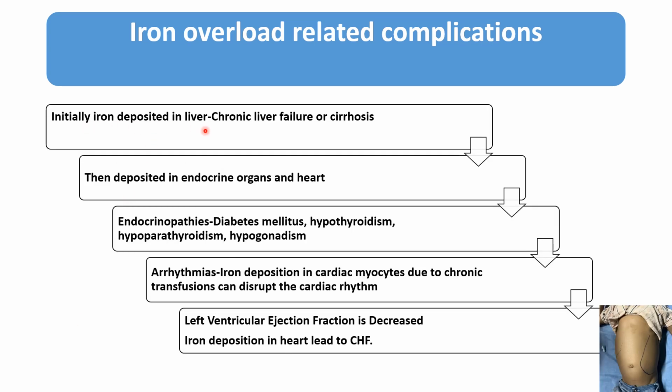So initially iron deposited in the liver leads to chronic liver failure, cirrhosis. Then it is deposited in the endocrine organs and heart. Ultimately, patient will develop endocrinopathies. Example, diabetes mellitus, hypothyroidism, hypoparathyroidism, hypogonadism. And because of deposition in the heart, patient can develop arrhythmia. Iron is deposited in cardiac myocytes due to chronic transfusion, which disrupts the cardiac rhythm. Left ventricular ejection fraction is decreased. Iron deposited in the heart leads to congestive heart failure.